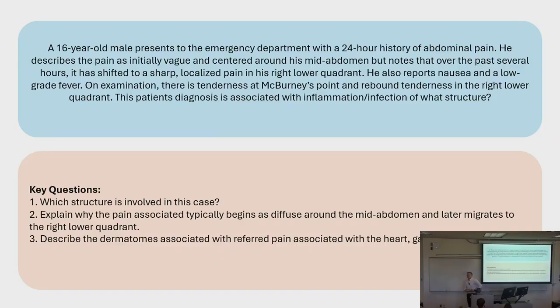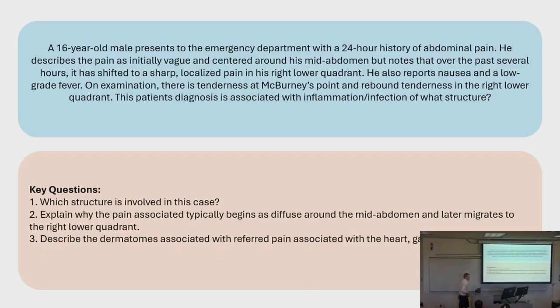So rebound is where I push on the belly. Y'all probably have done this in OSCEs. I let go, and they're like, ow, the pain's over here, even though you pressed on the other side. So it's when you let go, it's a sign of peritoneal inflammation. All right, patient's diagnosis associated with the inflammation or infection of what structure? Appendix. Okay, so classical presentation of appendicitis, you're going to have non-localized mid-abdominal pain, like periumbilical, and it's going to shift to the right lower quadrant.